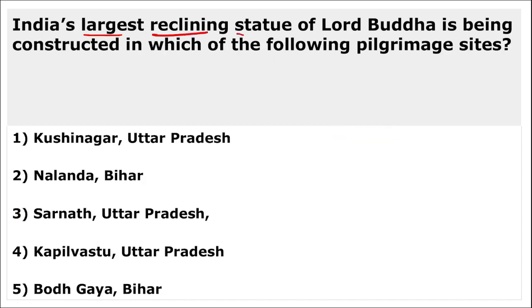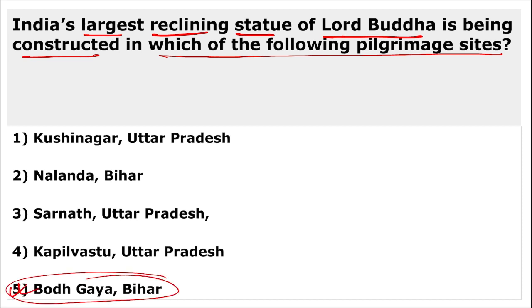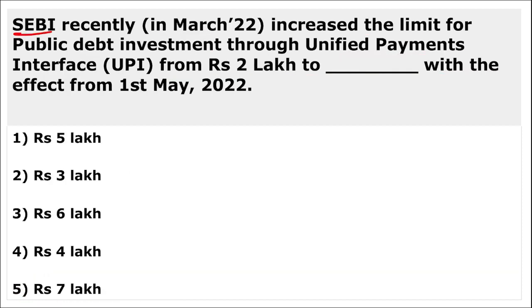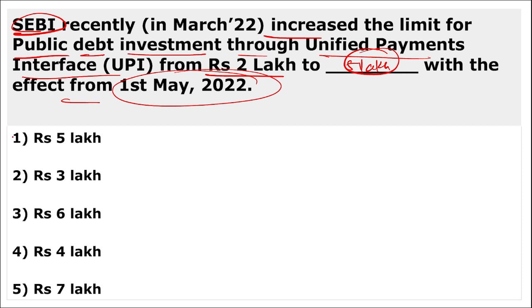India's largest reclining statue of Lord Buddha is being constructed in which of the following pilgrimage sites? It is being set up at Bodh Gaya, that is in Bihar. Next, SEBI, Securities Exchange Board of India, increased the limit for the public debt investment through the Unified Payment Interface from 2 lakh rupees to 5 lakh rupees with the effect from 1st of May 2022.